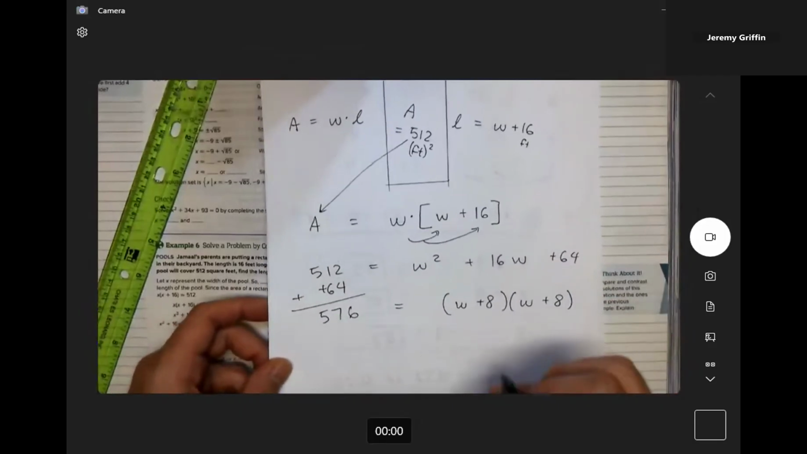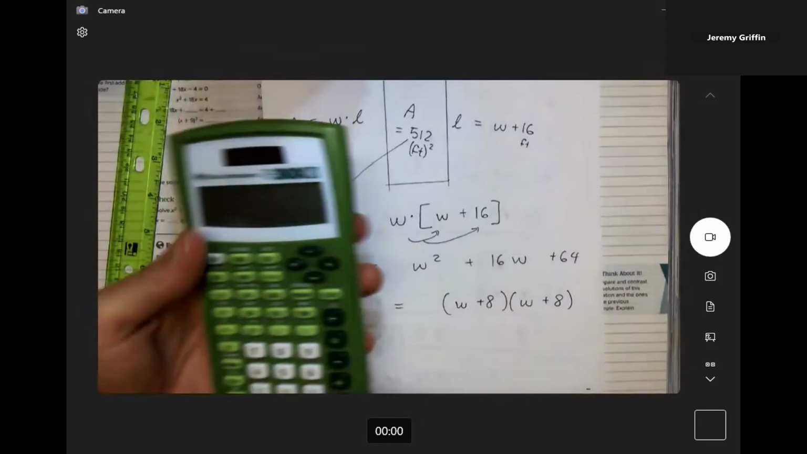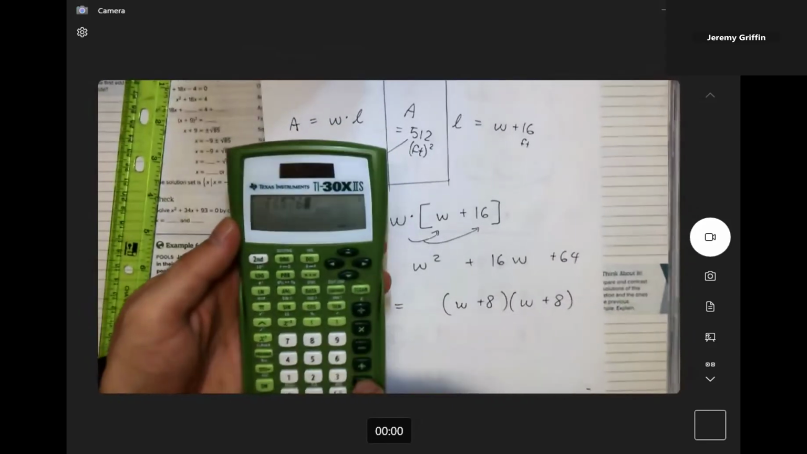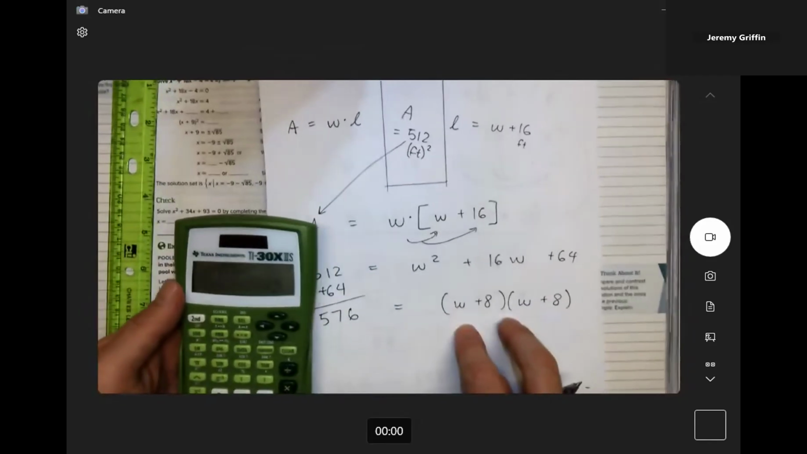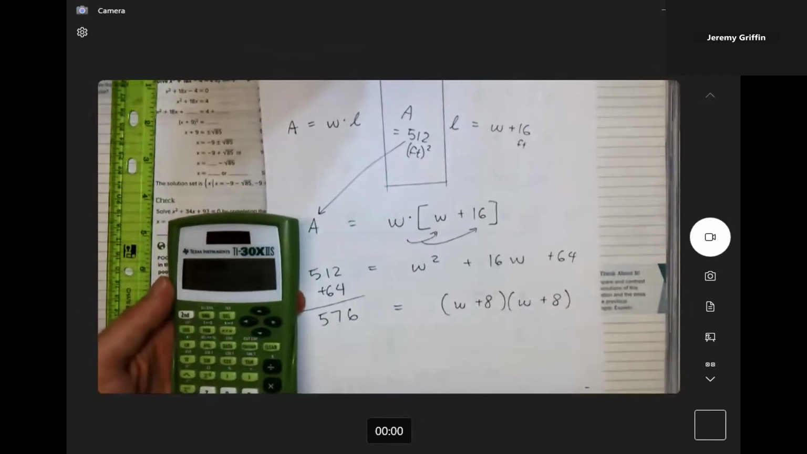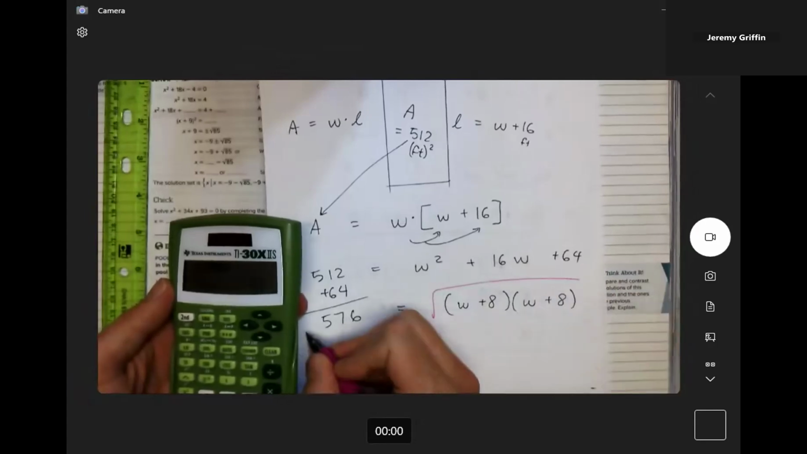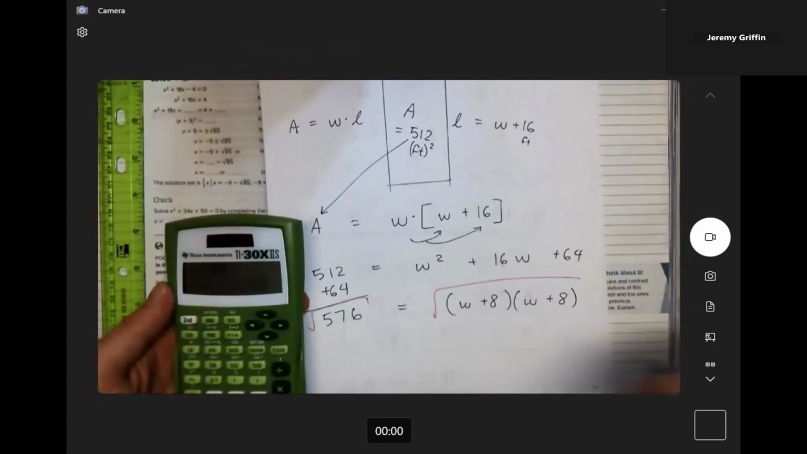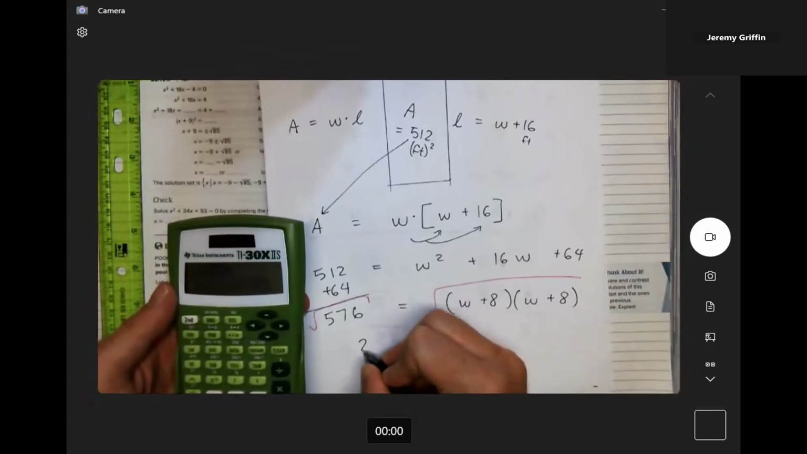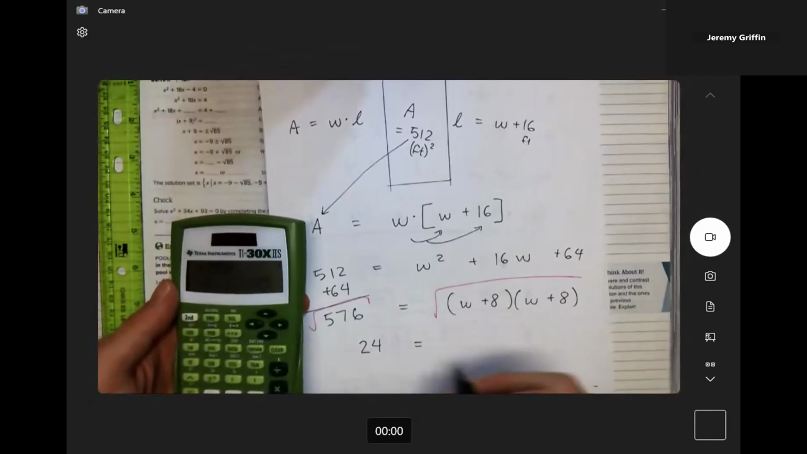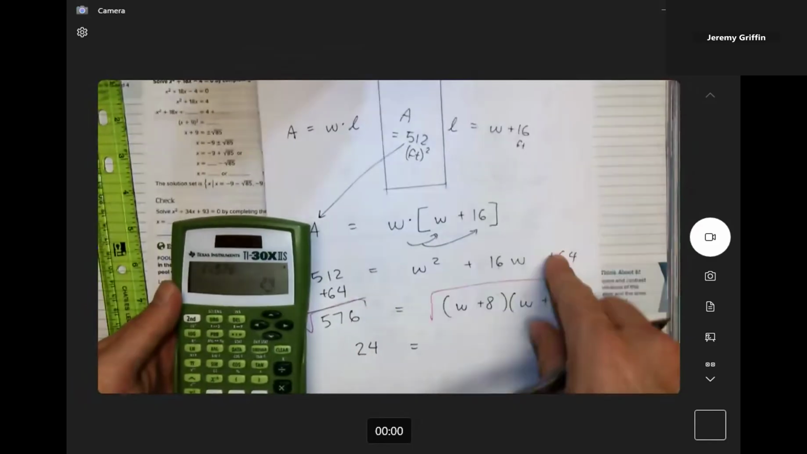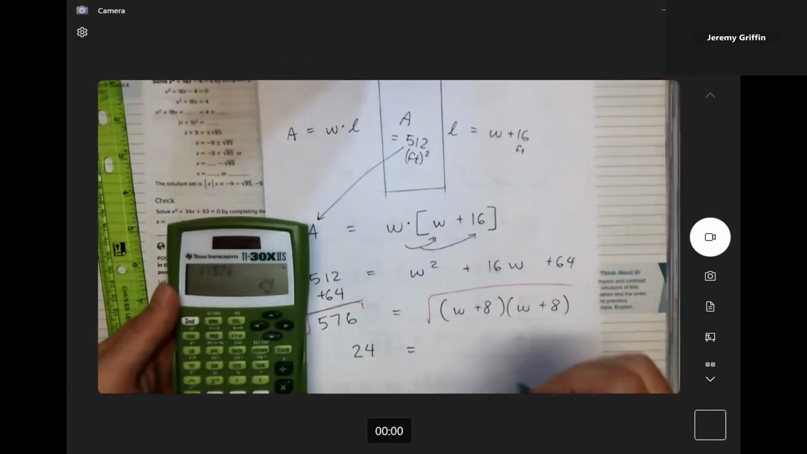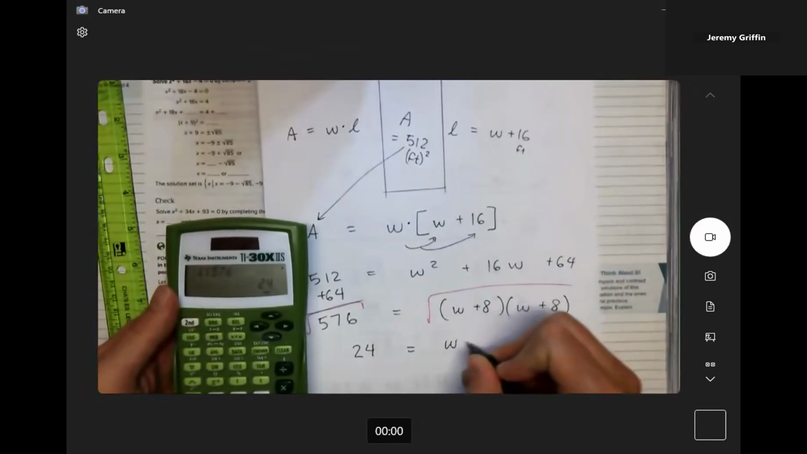So square root both sides. The square root of 576 is 24. Yeah, a whole number, 24. When I square root both sides, this side becomes 24. Maybe plus or minus 24, but I think this 24 should suffice for positive dimensions of the swimming pool. And the square root of all that is just W plus 8.